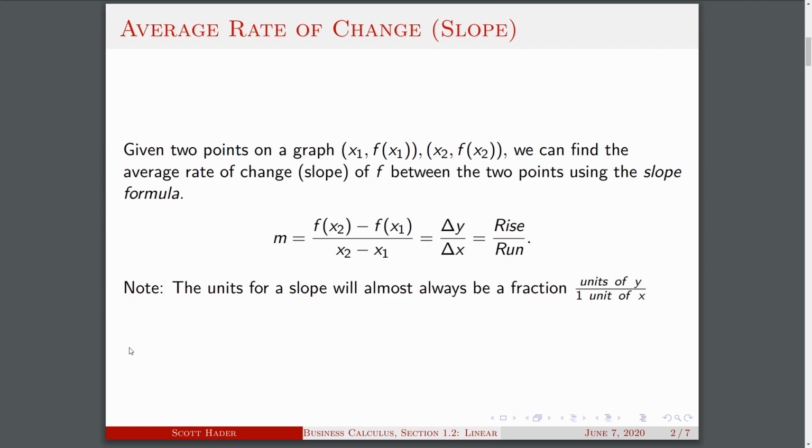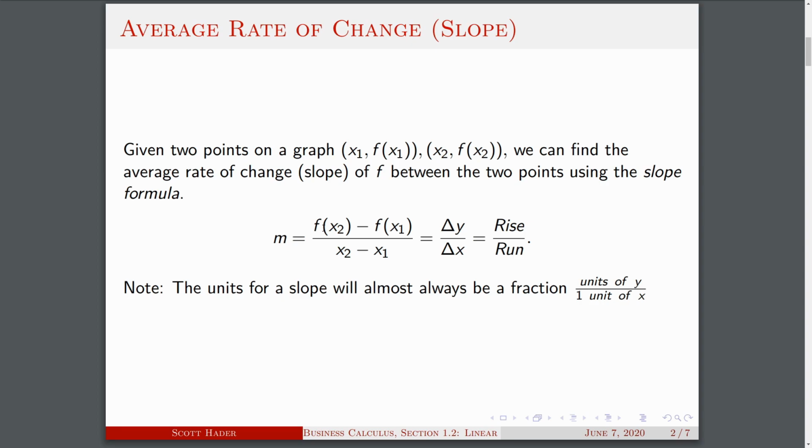So first thing that we need to talk about is the average rate of change formula, also called the slope formula. I think you've probably seen this before. Given 2 points on a graph, if you have two xy coordinates, then we can find the average rate of change, also called the slope, between the 2 points using the slope formula. So here's the slope formula.